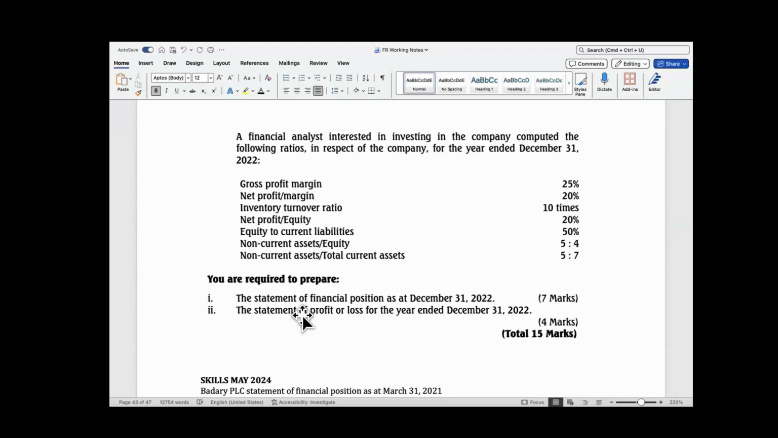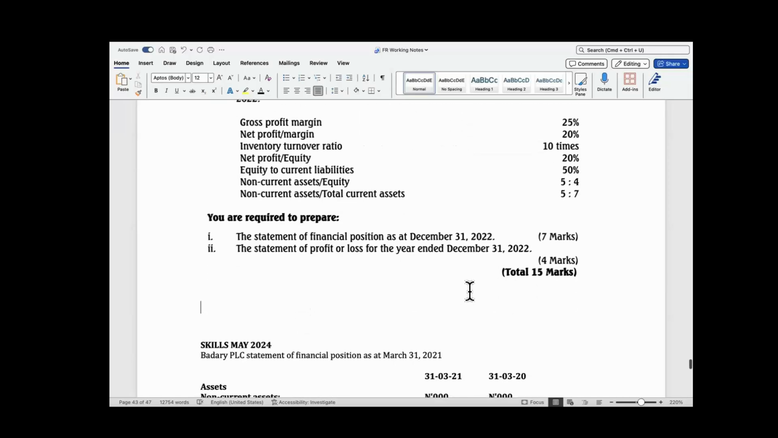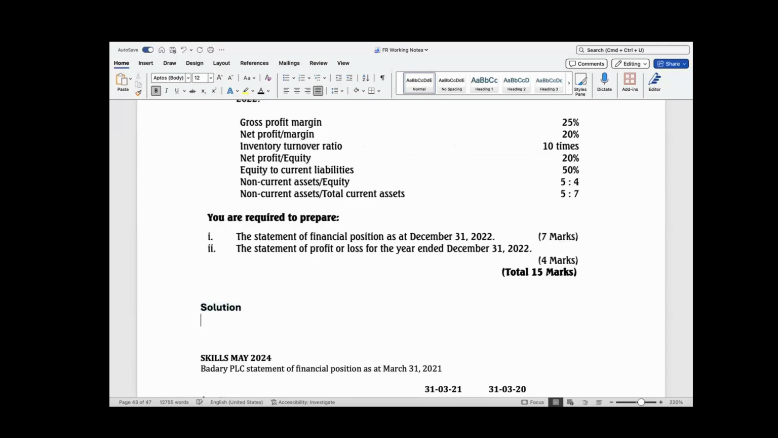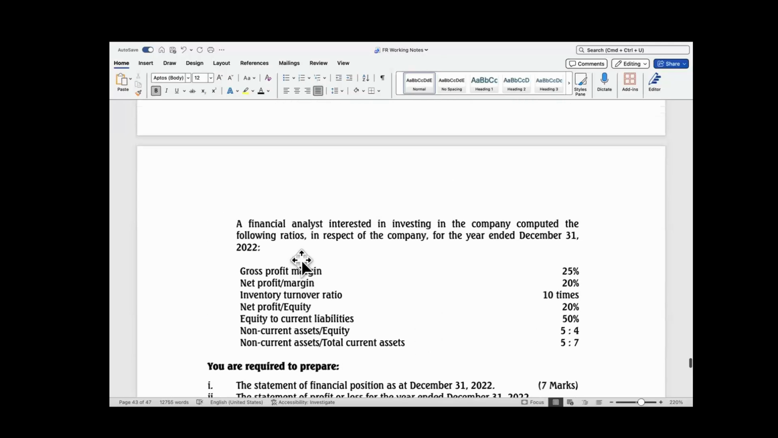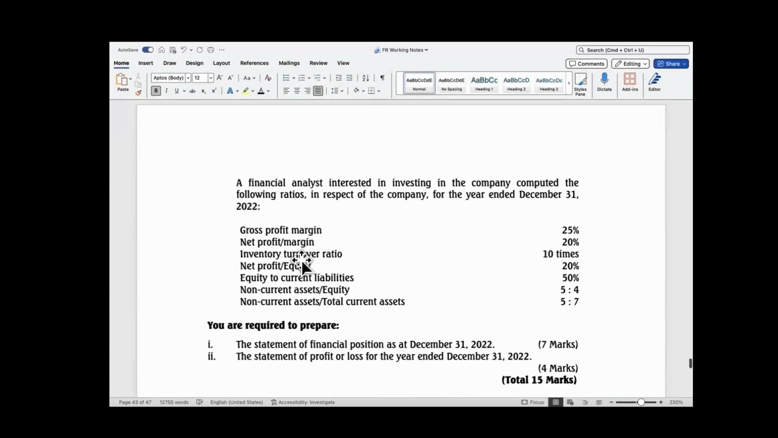Now this is like the opposite of what they have been testing. Normally, they will give you the account and ask you to prepare ratios. Here, they gave you ratios, and you are now asked to prepare accounts. It's just 11 marks: 7 marks here, 4 marks here. So how do we go about this?